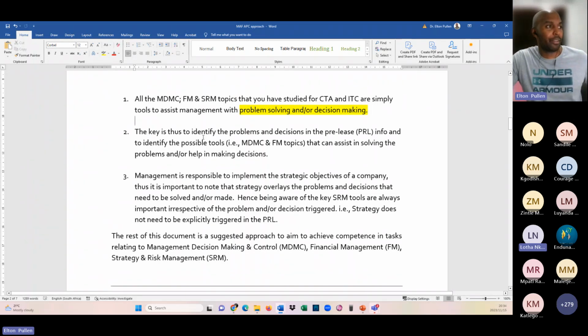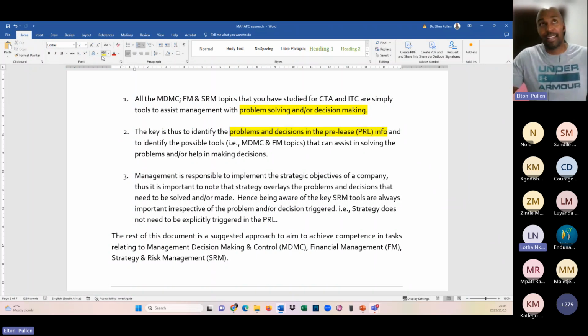The key is to identify the problems and decisions in the pre-release. I'll touch on it later, but the pre-release is 5 days, so you have a little bit more time. I almost want to say the key is to identify all the problems and decisions, because what you don't want, obviously, is to miss a trigger. So that's the second important thing.